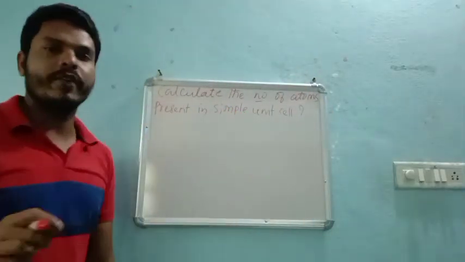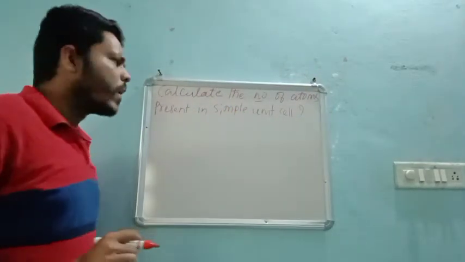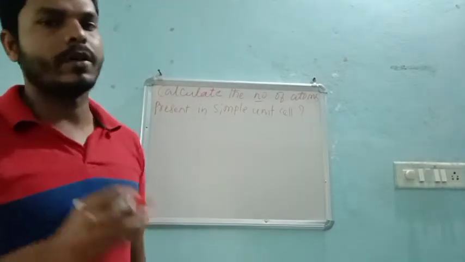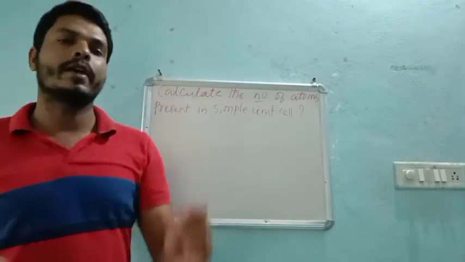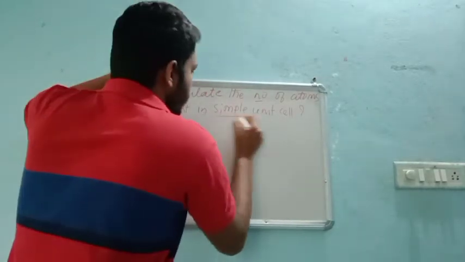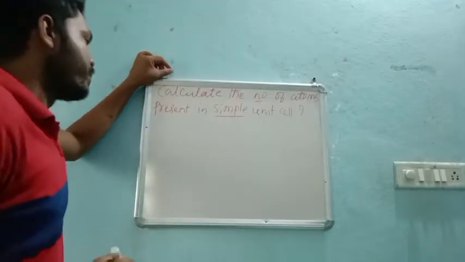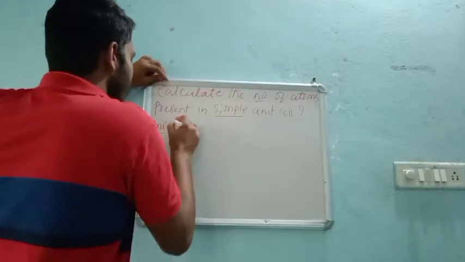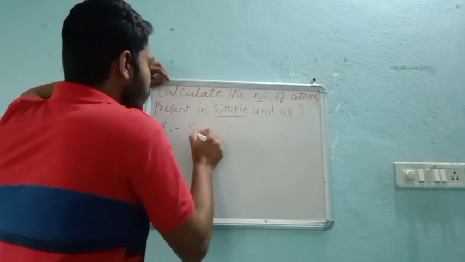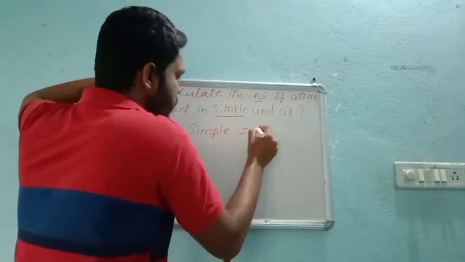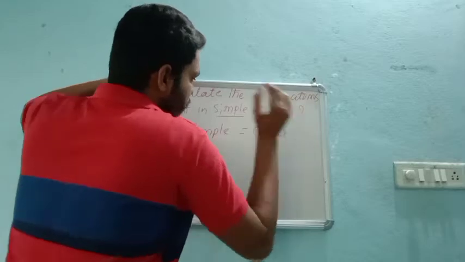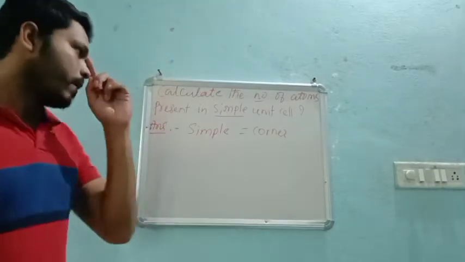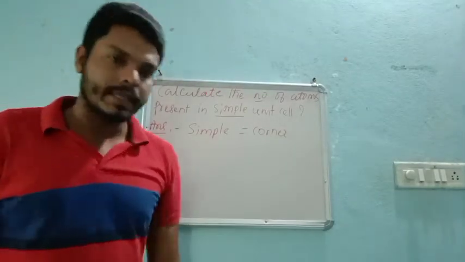So after knowing the definition and the contribution, we can calculate the number of atoms present in the simple, BCC or FCC unit cell within a second. What he has asked us is to calculate the number of atoms present in the simple unit cell. We already know what simple means: if the constituent particles are present only at the corners, then such unit cells are called simple unit cells.